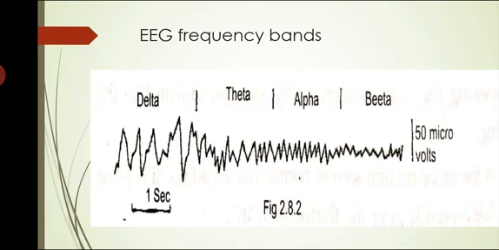And this delta waveform we get in deep sleep. So whenever we observe these waveforms, as the person transfers from the alert condition to the deep sleep, the frequency goes on decreasing and the amplitude of the wave goes on increasing. So in this way you can remember these frequency bands.